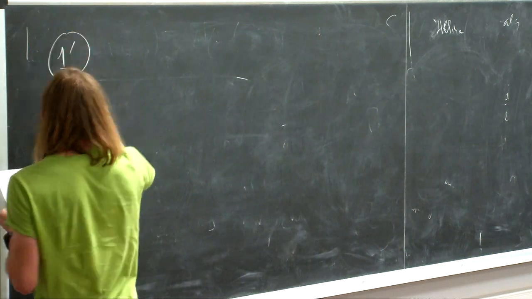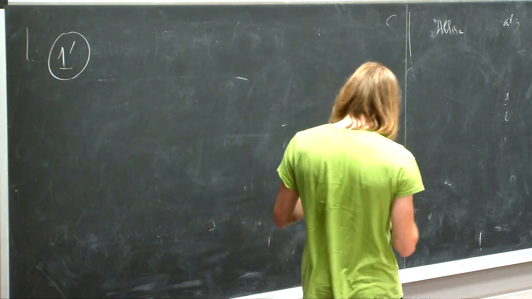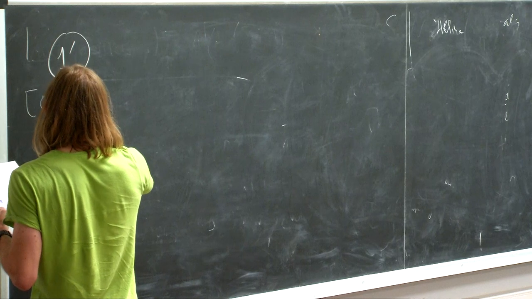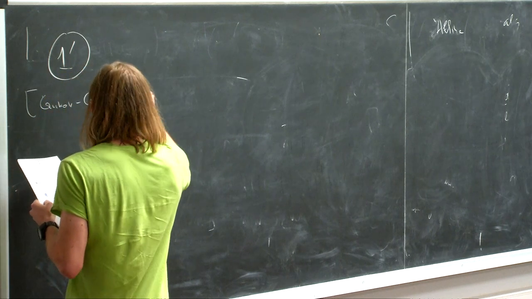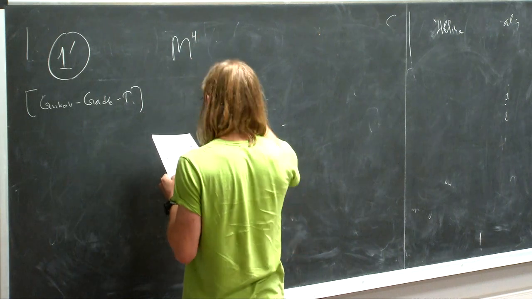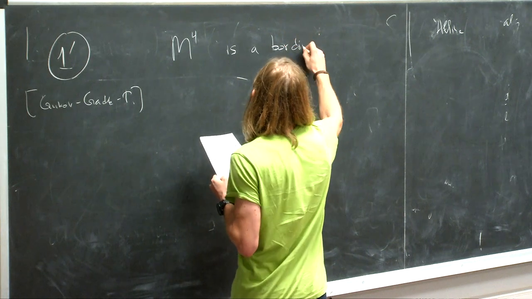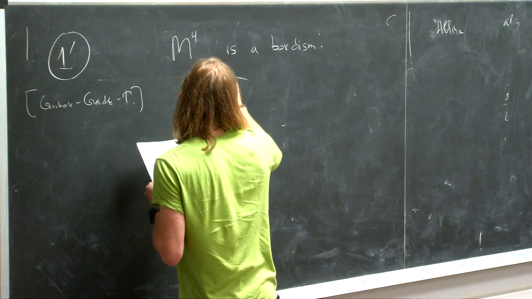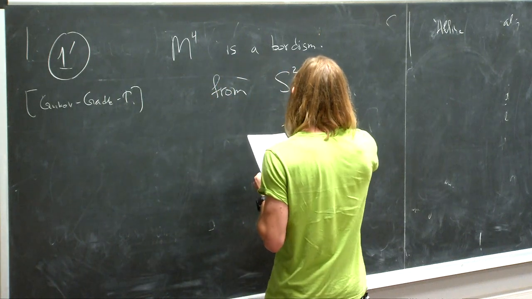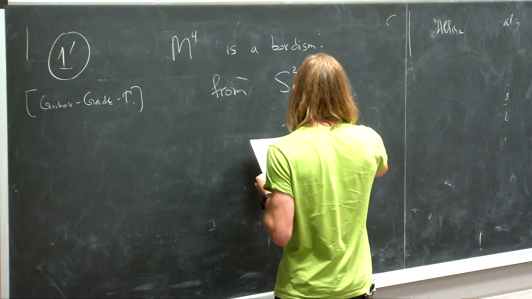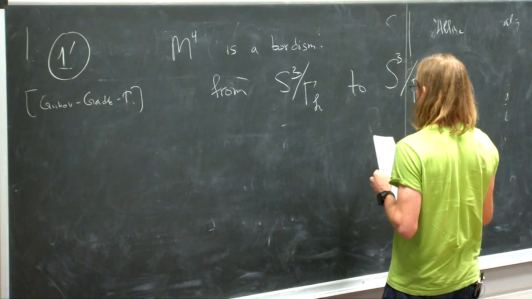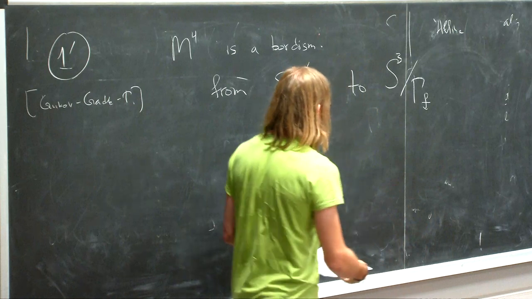So one can consider what we call example one prime. So this is a certain generalization of this. This is considered in a paper by Gukov, Gade, myself. So consider, M4 will be a bordism from S3, the three manifold which is obtained by the quotient of S3 by the gamma related to some group H, to S3 quotient by gamma associated to some ADE Lie algebra F.